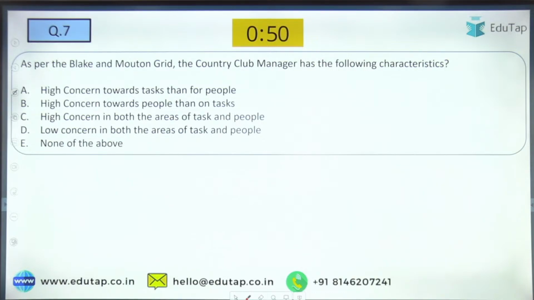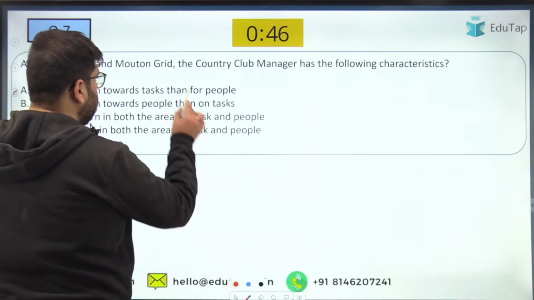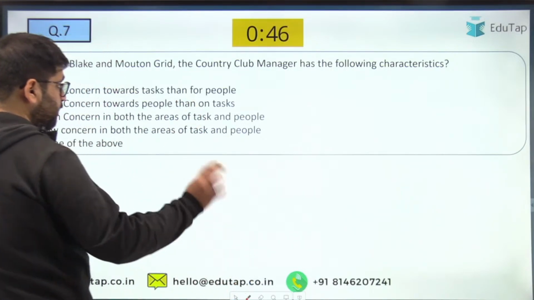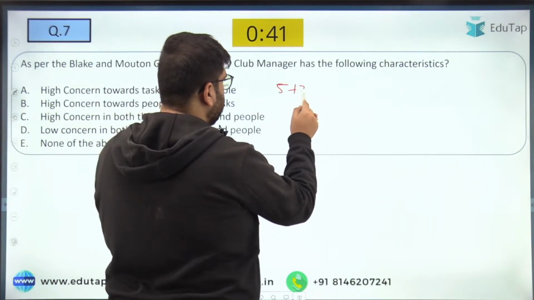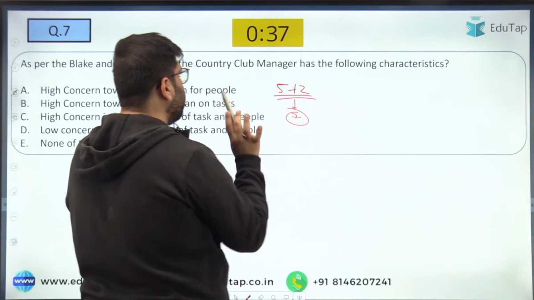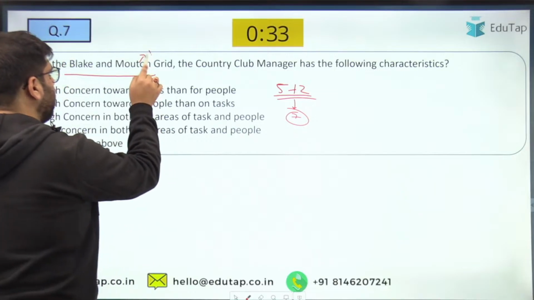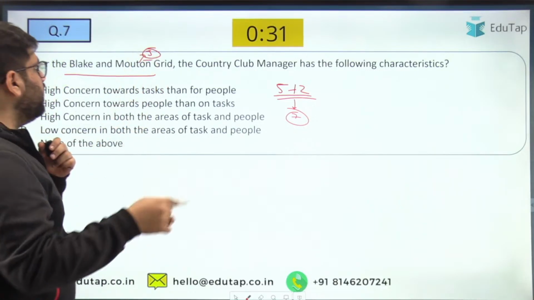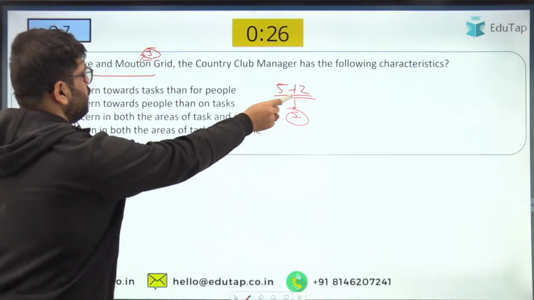As per Blake and Mouton grid, the country club manager has the following characteristics. Blake and Mouton gave 5 plus 2 styles, because initially there were 5 management styles, but later 2 were added, so in total 7 are there. If somebody asks how many leadership styles were given by Blake and Mouton, your answer should be 5 only. But if they ask how many were given as per the updated Blake and Mouton, then your answer should be 7.